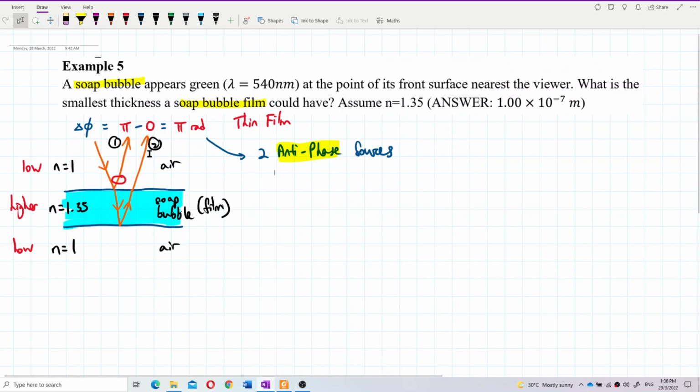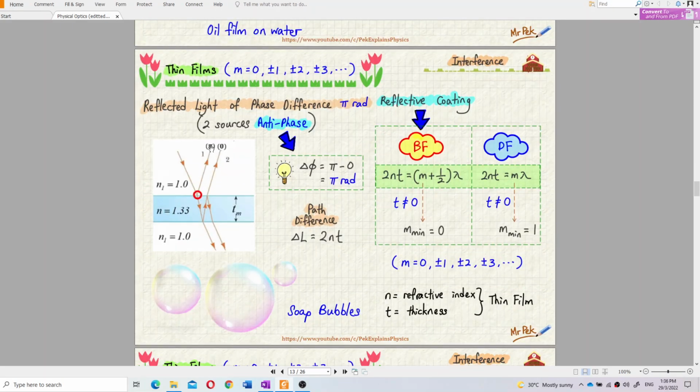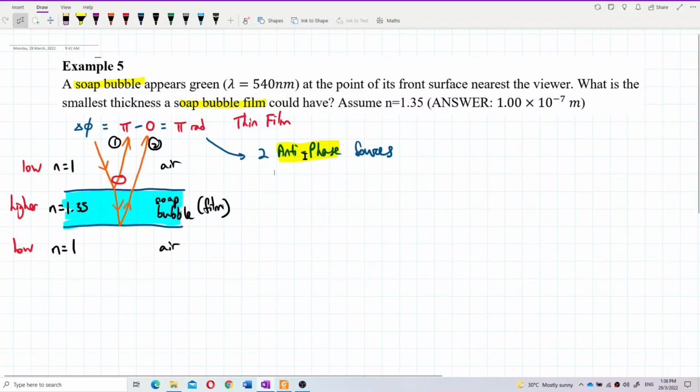So ray 1 and ray 2 got pi radian phase difference, so they are anti-phase. Ray 1 and ray 2 got pi radian difference, which means they are anti-phase. Yeah, two anti-phase sources. Okay, so what's the formula for anti-phase sources?